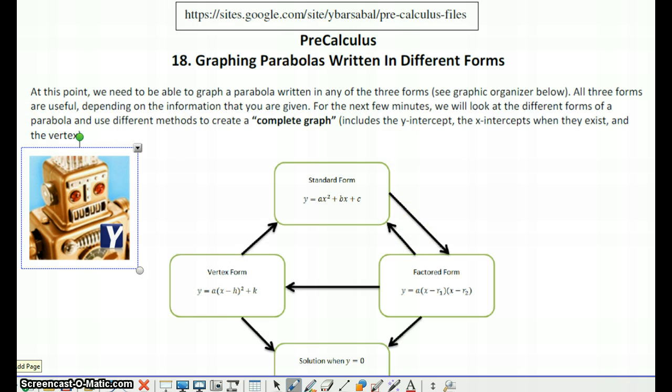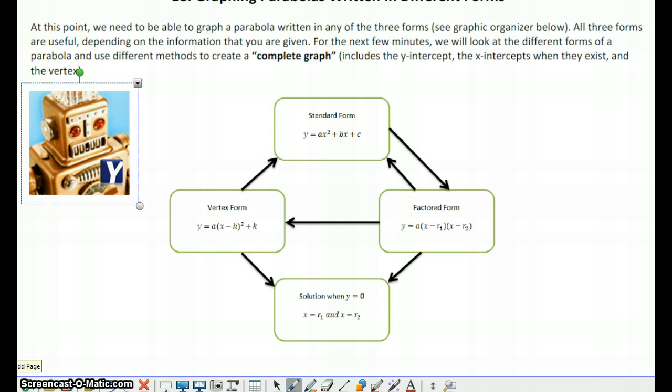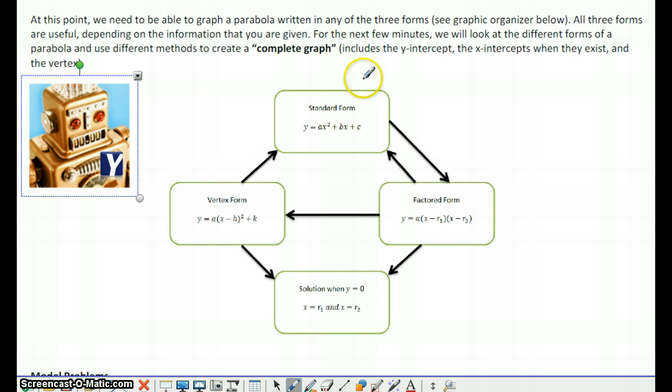Okay, so basically we're doing the exact same thing we've been doing for the past couple days. Here's a little graphic organizer to explain all the different things. We have 3 basic forms: standard form, vertex form, and factored form. They're each useful in their own way.